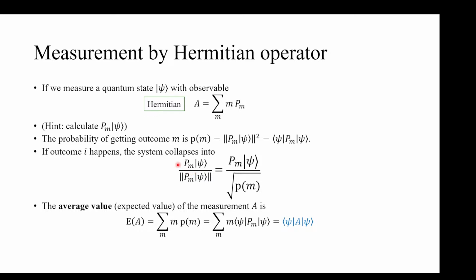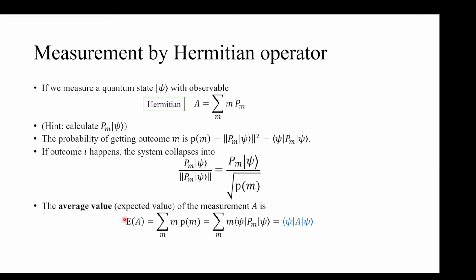So the post-measurement state is basically the projection onto that eigenstate. The probability is the amplitude squared of this thing, and then the post-measurement state is this thing normalized.